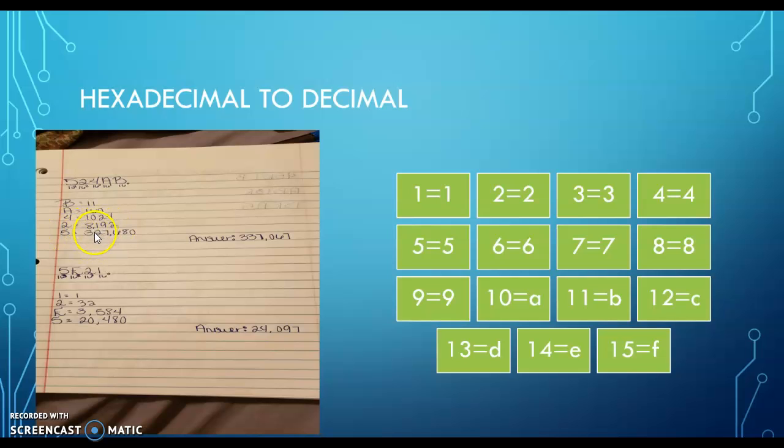2 equals 8,192, 5 equals 327,680. So after you have received all of your answers, the last thing that you have to do is add these numbers up, which gives us our answer here, which is 337,600.